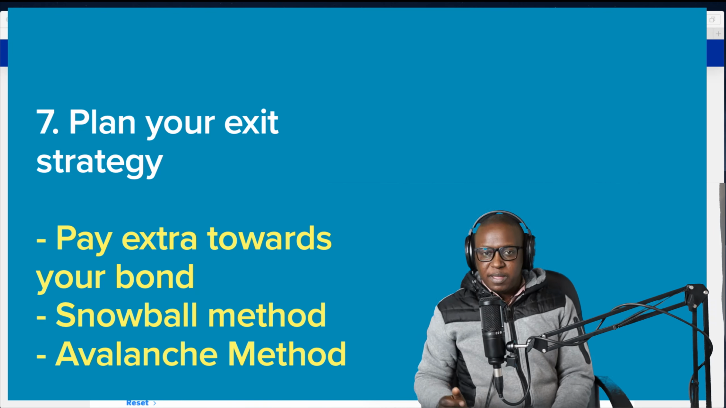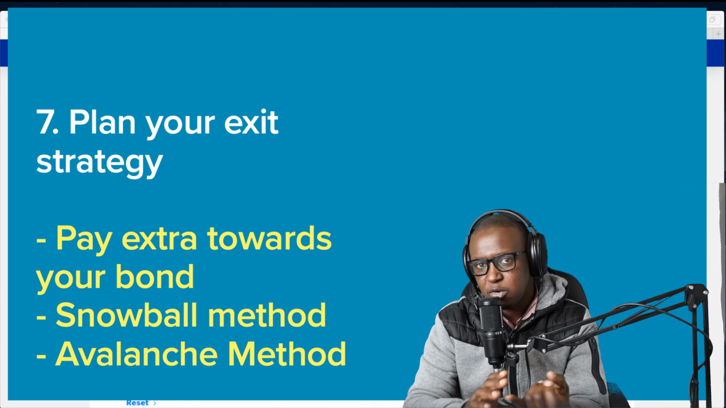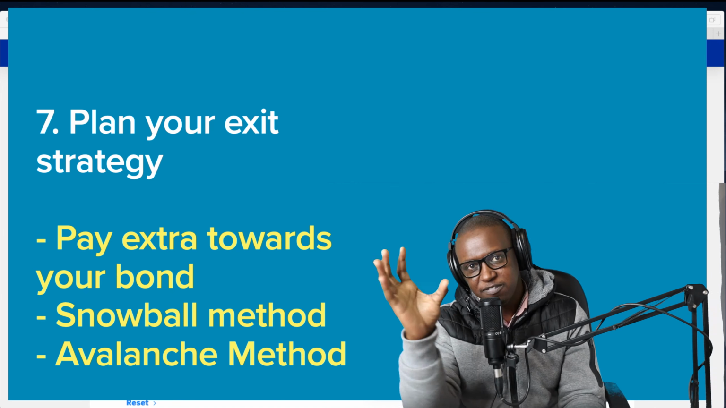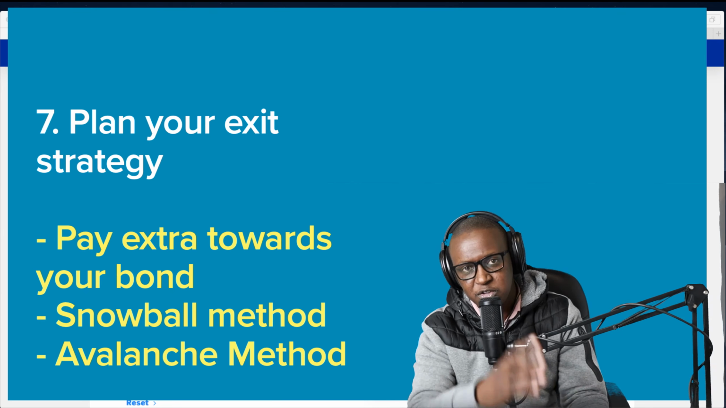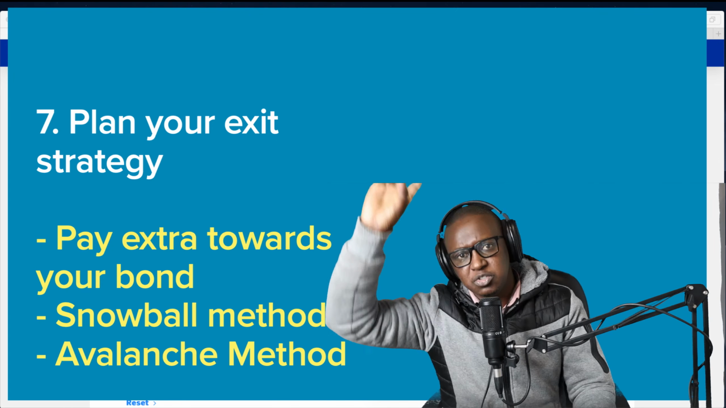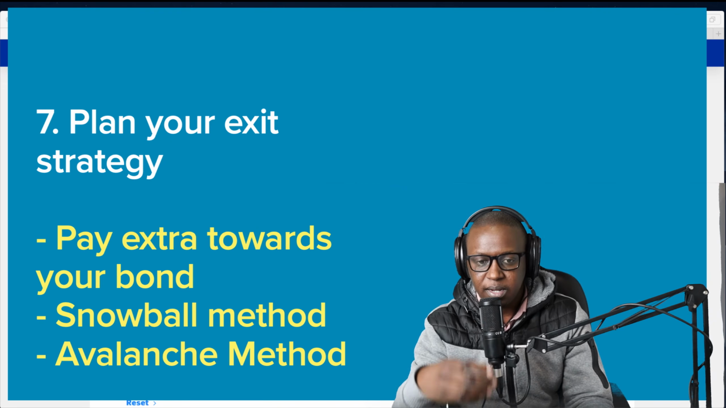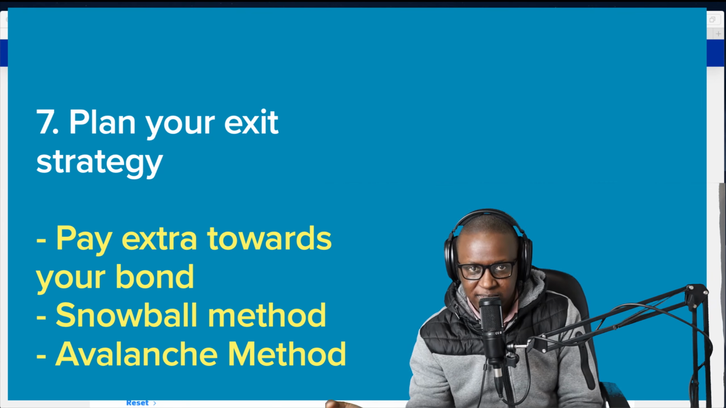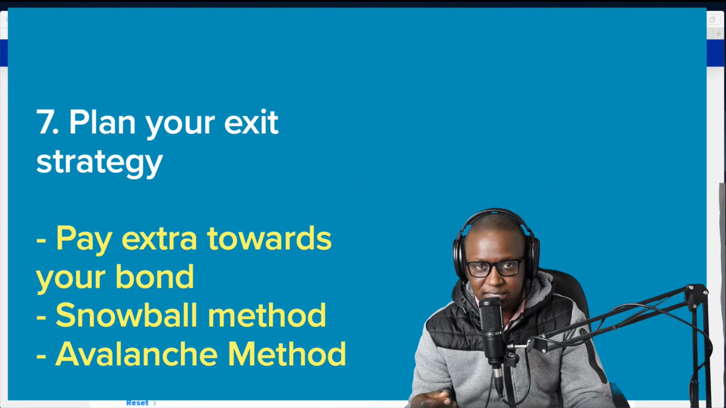So what snowball method does is you start by paying off your smallest debt first. Once you have finished paying off the smallest debt, you take whatever you've been paying there, and then you add it to your next smaller debt. Say for example, you've got an outstanding balance of 1,000 rand, and you are paying 100 rand there. And then the next balance, it's maybe 800 rand.